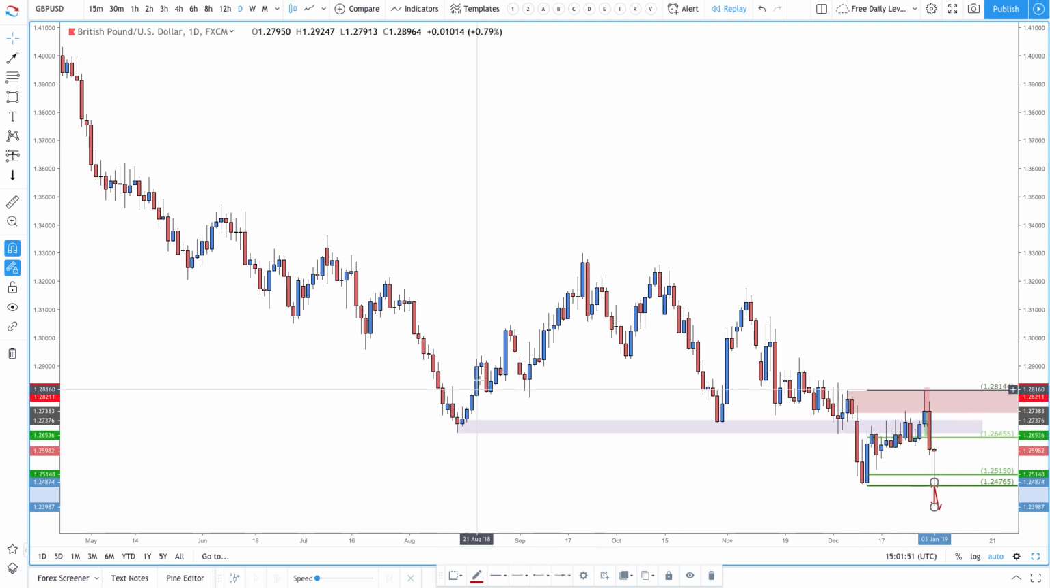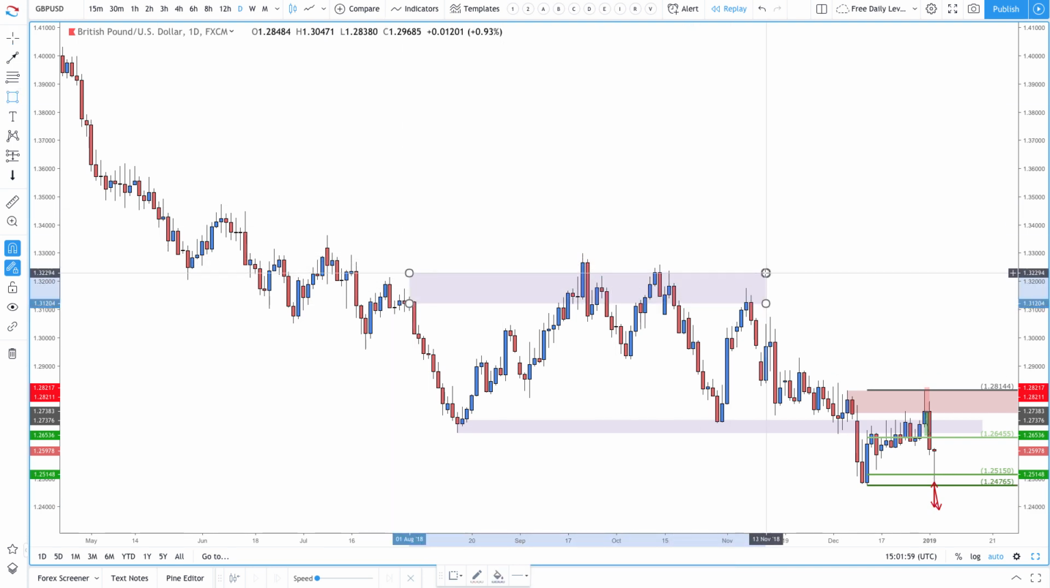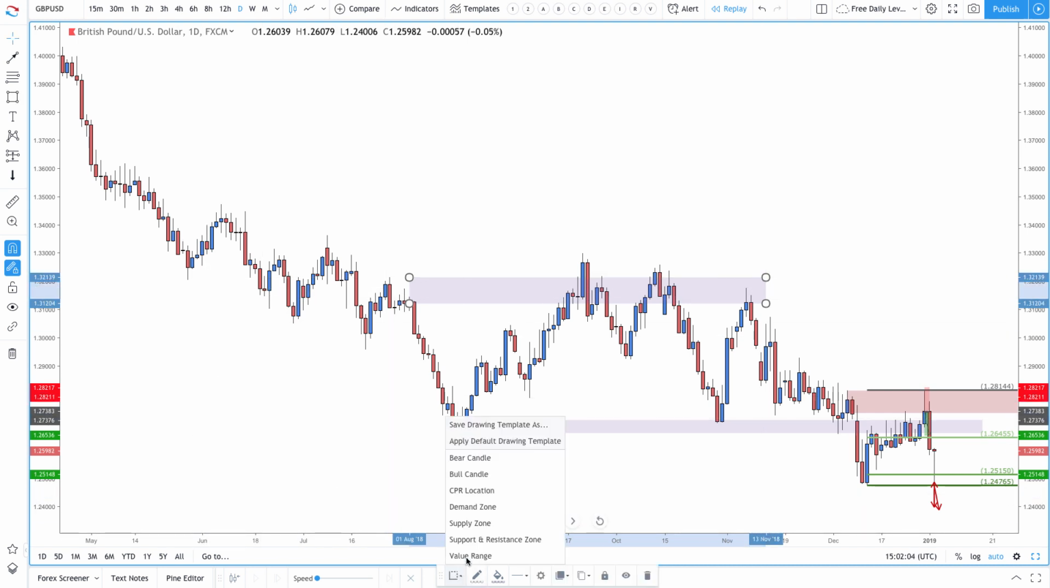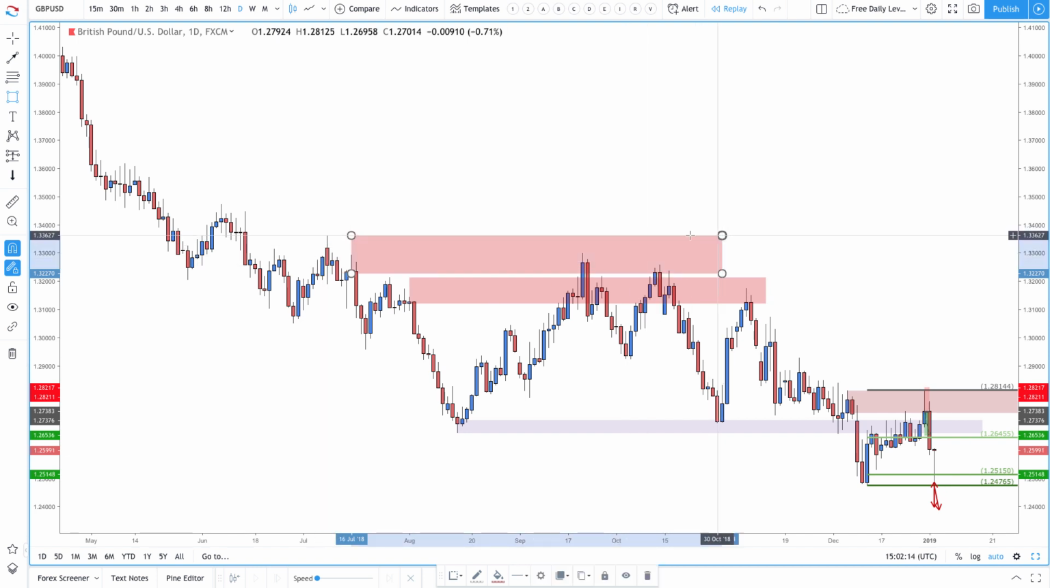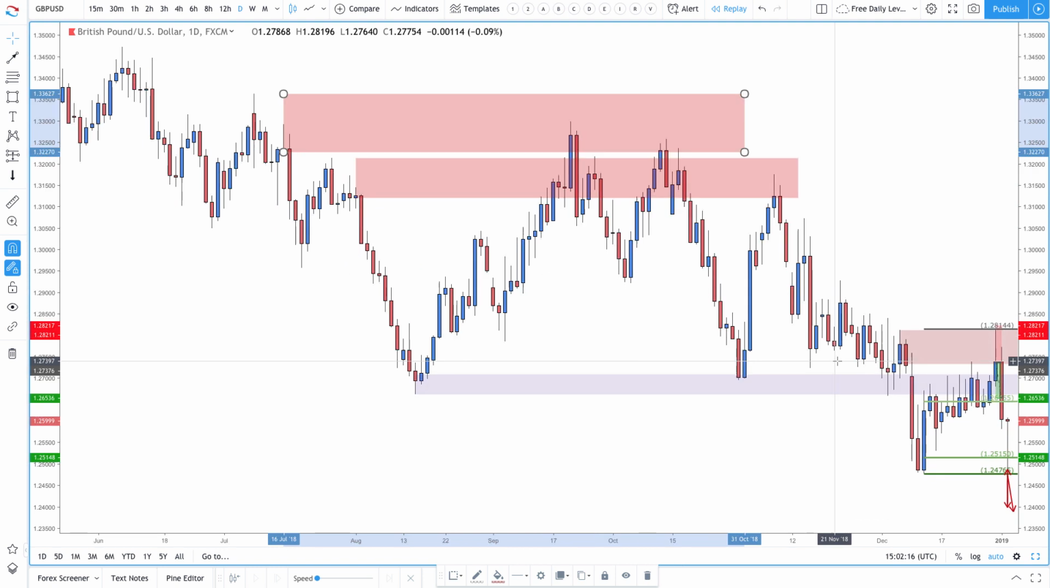If you're looking at, for example, this area right here, this would have been an area of supply. Let's change this to supply. You've also got another area of supply here, and these are actual trades that were taken. You can look back on my weekly videos and identified.